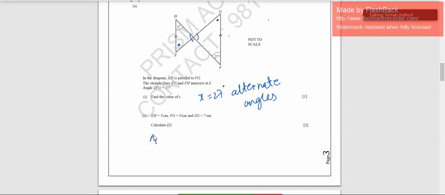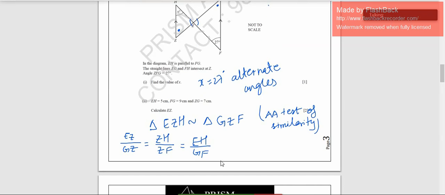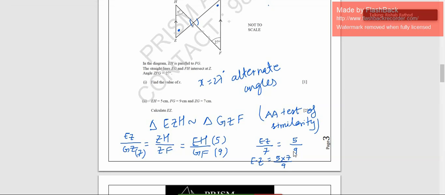So triangle. EH is given as 5. FG or GF is given as 9. ZG is given as 7. Find EZ. So can I say, let EZ be a variable. So EZ upon 7 is equal to 5 upon 9. So EZ will be 5 into 7 upon 9, which is 3.8 recurring.